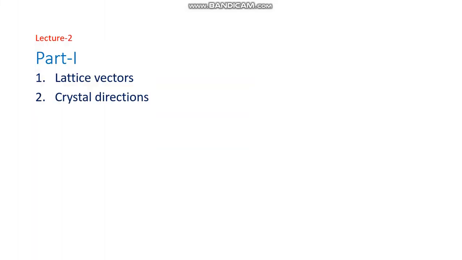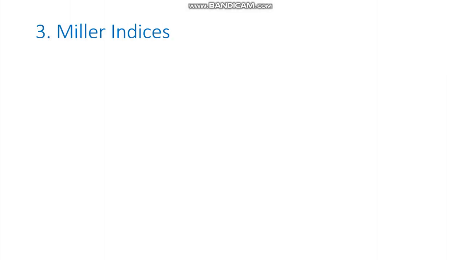The points lattice vectors and crystal directions were discussed in the first part of lecture number 2, where the subtopic was elementary applications of vectors to the crystal systems. Now in the second part of lecture number 2, two new points are going to be discussed, and these are Miller indices and reciprocal lattices under the same subtopic.